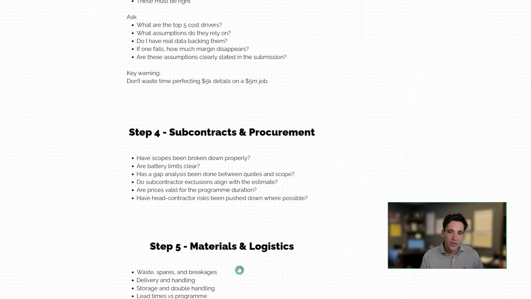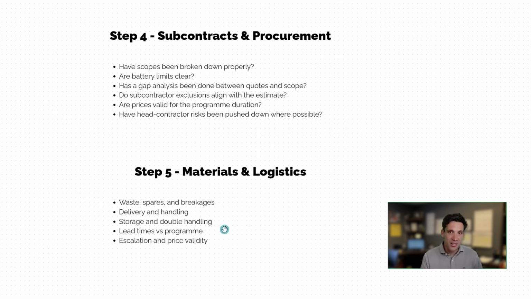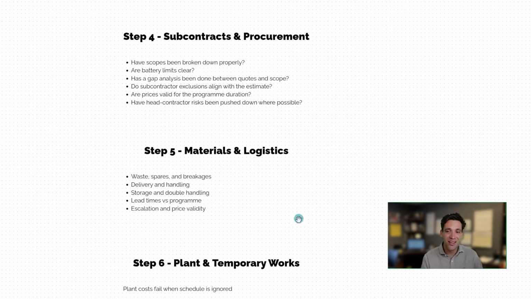If you've got a lot of materials and logistics, you should do a check of all your pricing around these items. Have you just allowed for the construction quantities, or have you also got waste, spares, other items in there? Have you factored in delivery and handling, storage and double handling if you're going to stockpile items on site, lead times and its impact on the program, and importantly, escalation and price validity for key supply agreements?